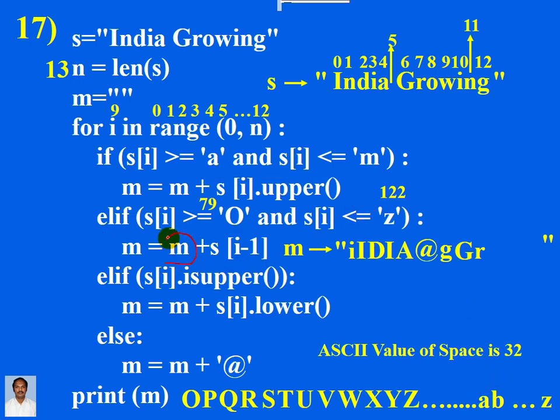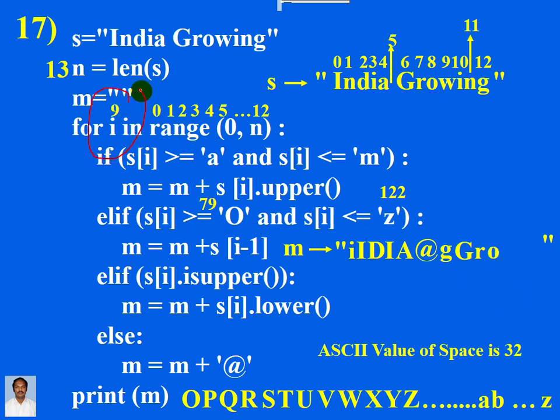This will be executed. M concatenated with S of I minus 1. I is 9, 9 minus 1, 8. S of 8 will give you small o. So M concatenated with a small o, that comes in M. So here one small o comes.